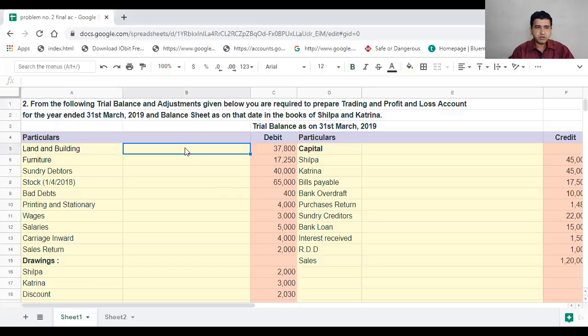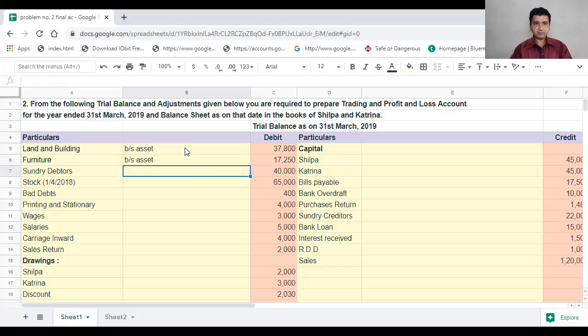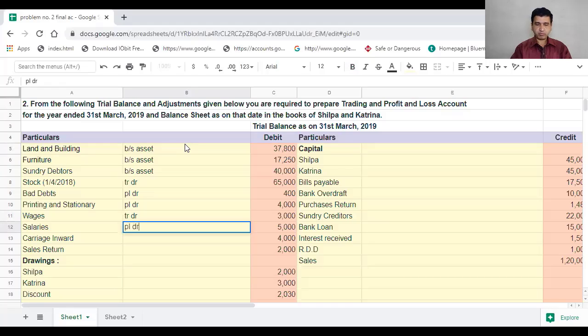On the debit side, land and building is given. It is transferred to balance sheet asset side. Furniture, balance sheet asset. Sundry debtors, balance sheet asset. Stock, it is the opening stock, trading debit. Bad debts, profit and loss debit. Printing and stationery, profit and loss debit. Wages, trading debit. Salary, profit and loss debit.